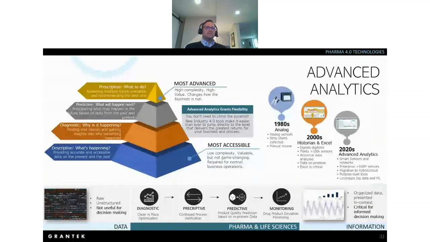Advanced analytics is an enabler for the optimization of many processes, such as CIP, and other bioprocessing operations. It is also a key enabler for continued process verification, the prediction of product quality, and deviation monitoring.